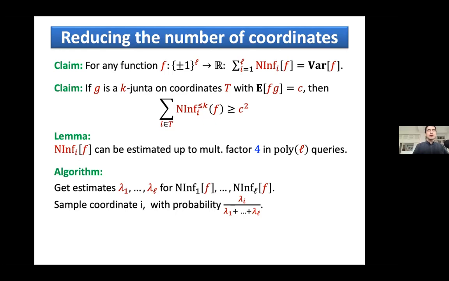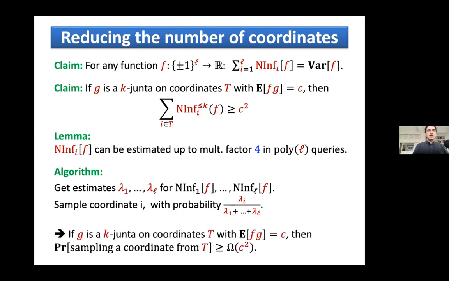And these lambdas, think of them as a good approximation for the normalized influences. Now, what would happen when we sample like that? If indeed we have a good junta that depends on coordinates in T with constant correlation, then we would sample a coordinate inside T with constant probability. Notice that initially we have K squared coordinates, so sampling a coordinate inside T would happen with 1 over K probability. When we do it with this sampling algorithm that puts different weights on different coordinates, we are sampling a coordinate inside T with constant probability.